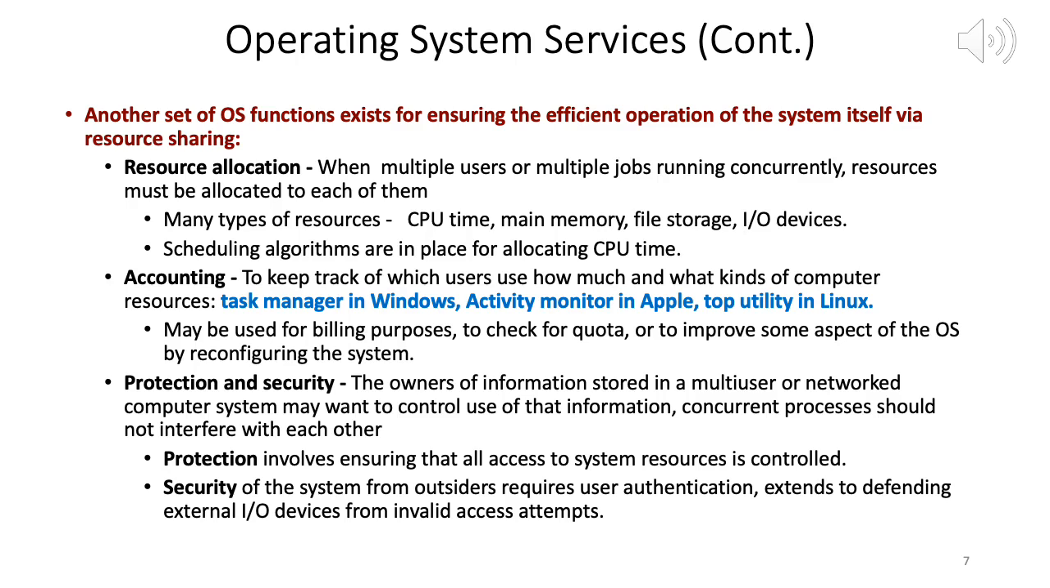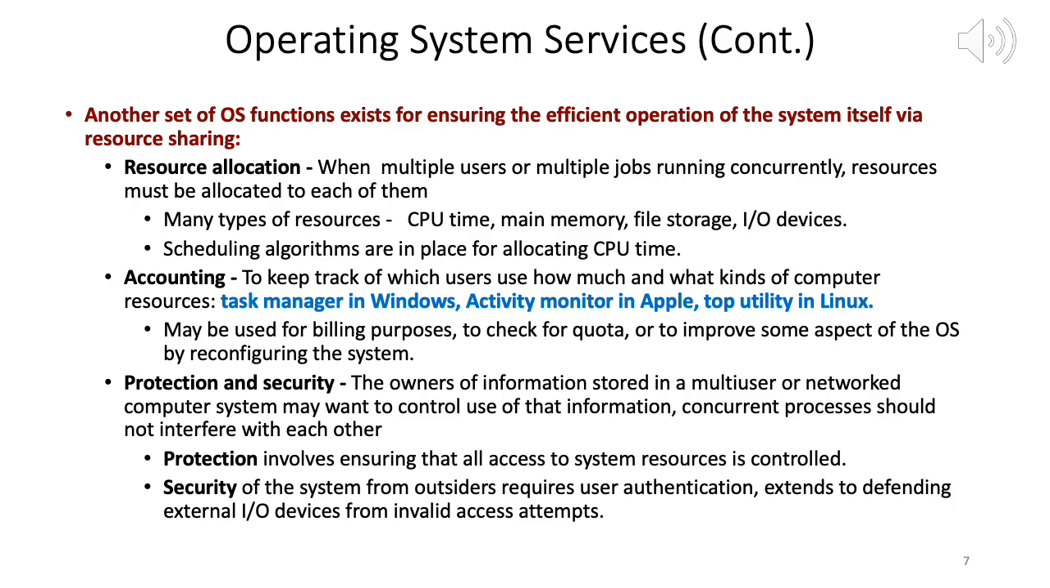When multiple users or multiple jobs are running concurrently at the same time, resources must be allocated to each and every one of those jobs: CPU time, main memory, file storage, IO devices. Scheduling algorithms are in place for allocating CPU time. So one of the services here is to allocate these resources to the programs. How they are allocated, there are various algorithms which we'll be covering as we move on in the course.